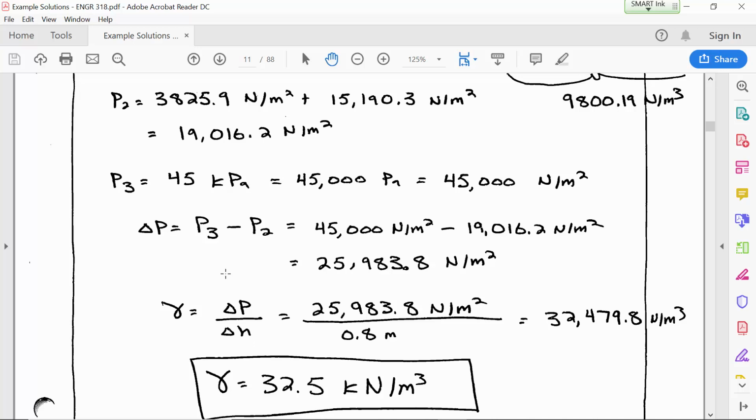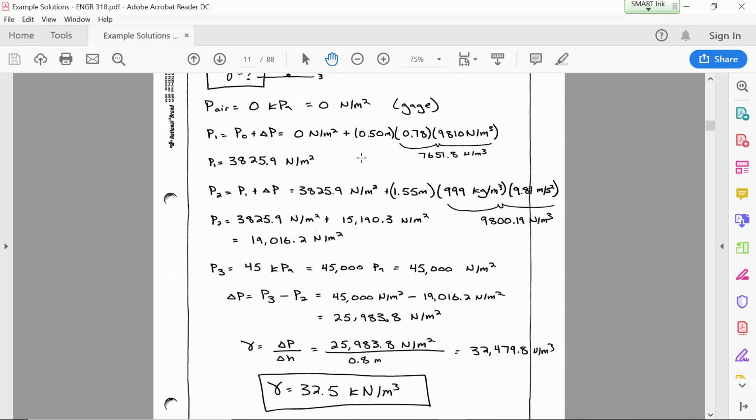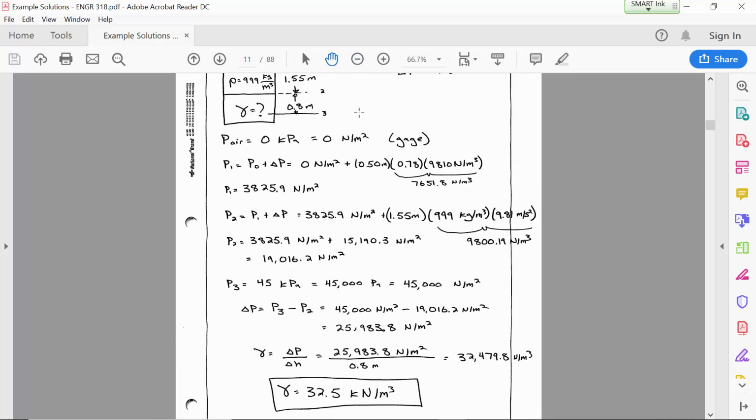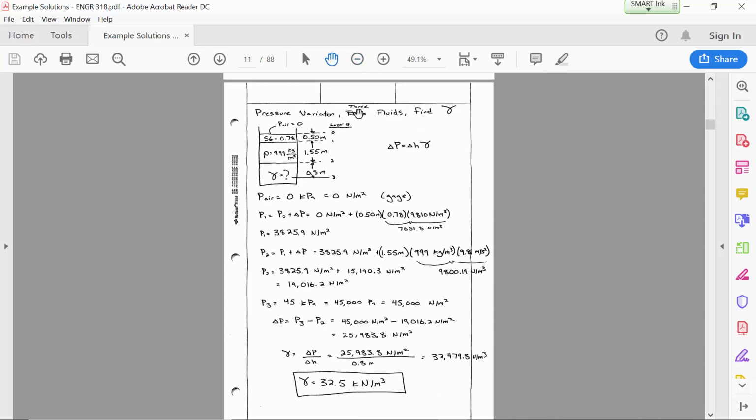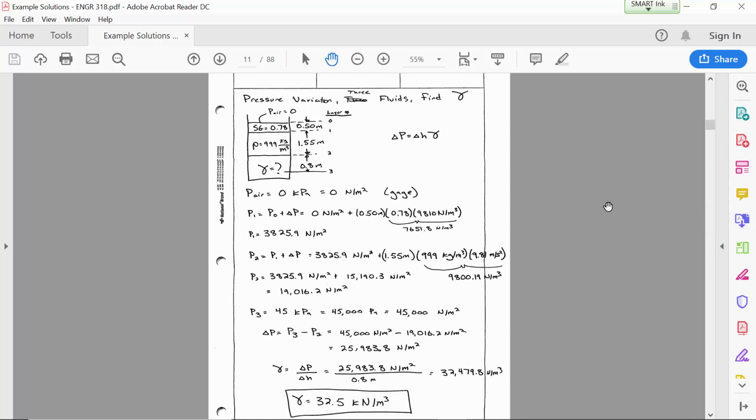But if we rearrange that to solve in terms of gamma, let me zoom out so we can see the sketch at the same time. It's getting kind of small. Maybe 55%. All right, so that tells us the unit weight of that unknown liquid by kind of leveraging the hydrostatic equation to solve for the gamma rather than for the change in pressure.